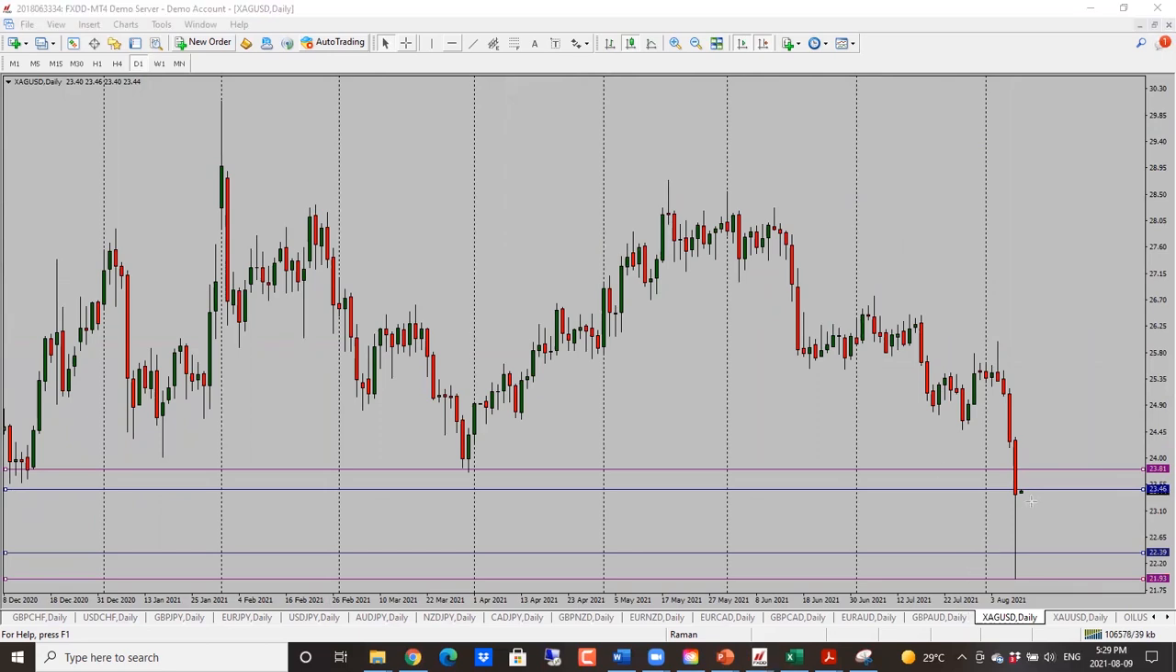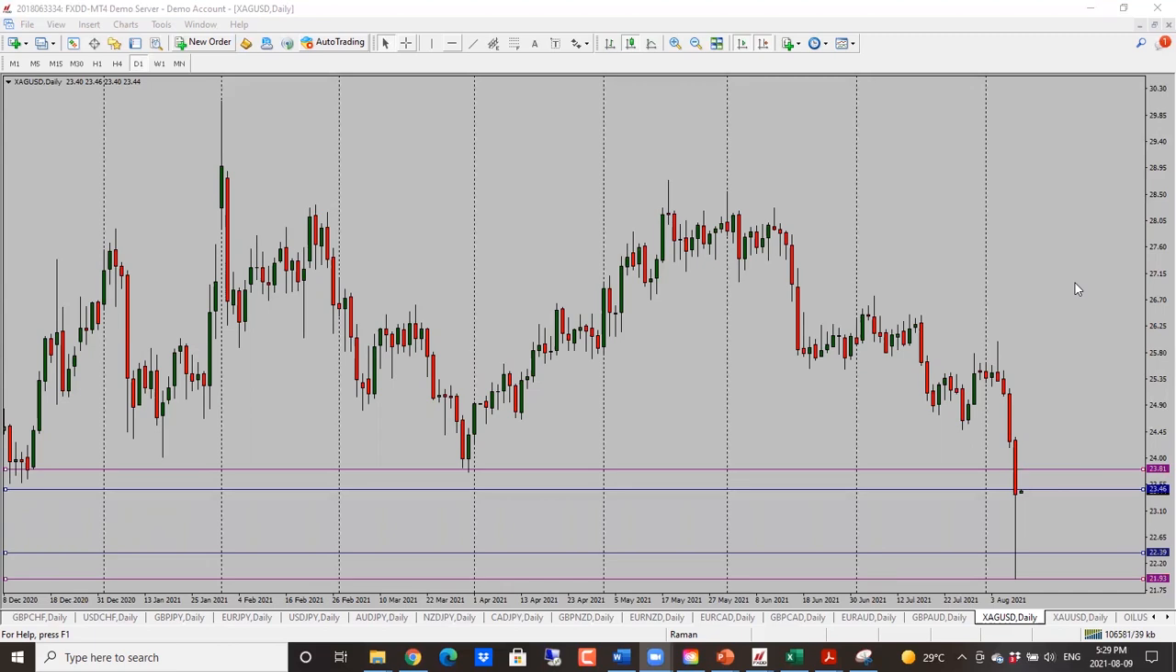Something like this, and then a drop. So we'll watch out. There's that support resistance level. So bias is bearish here with caution, though. Very, very volatile market here. So we'll have to keep an eye on it.